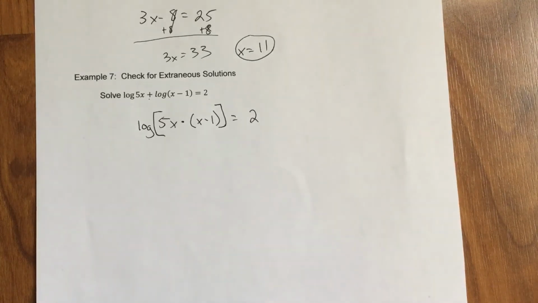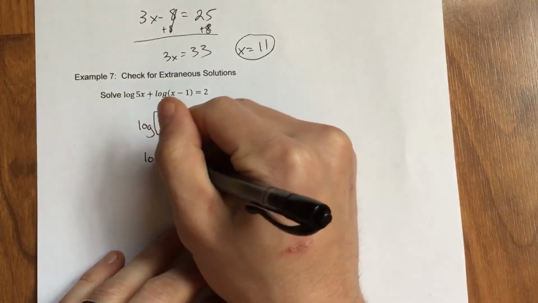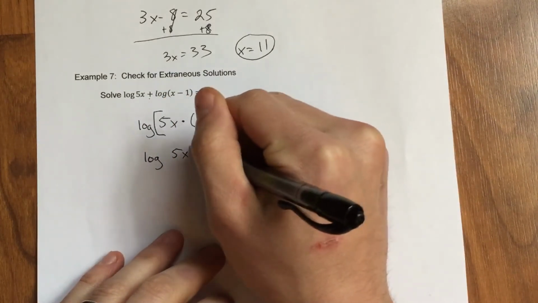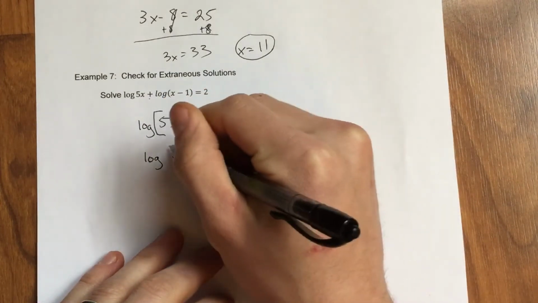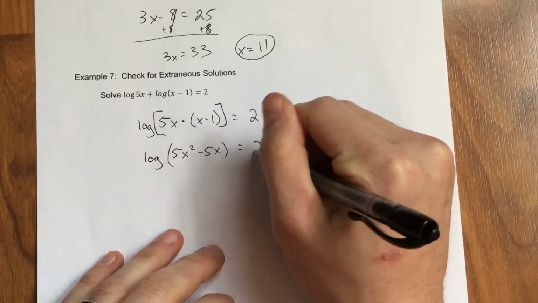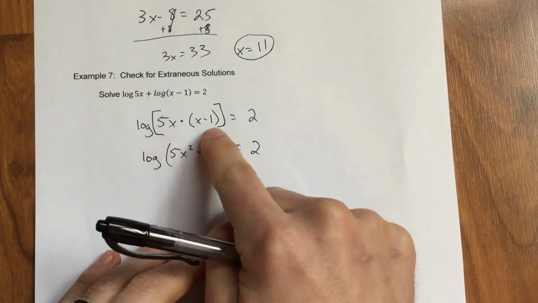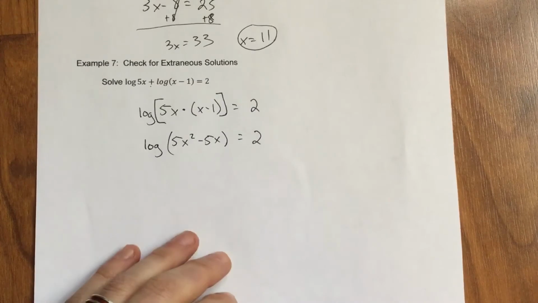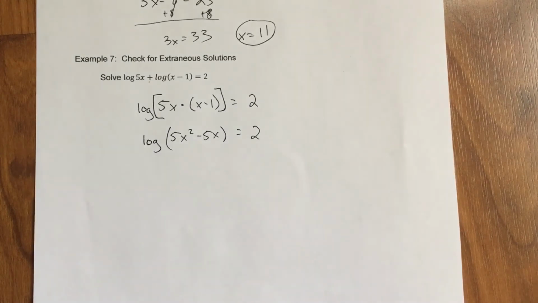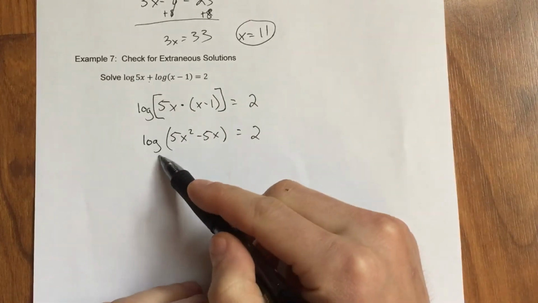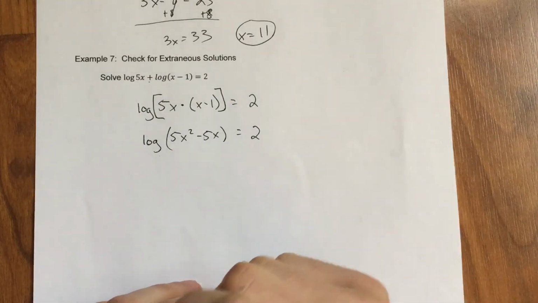Well, rewriting this, I'm going to write this as log 5x squared minus 5x. We would get that by distributing 5x times x minus 1. Now we can exponentiate the equation. The reason we're exponentiating is I want to get rid of this logarithm. I don't want that word log there anymore.